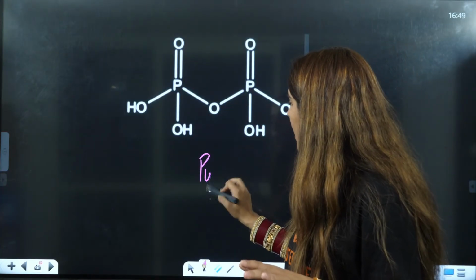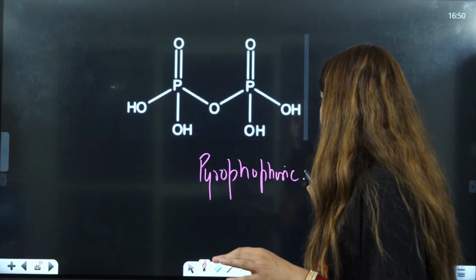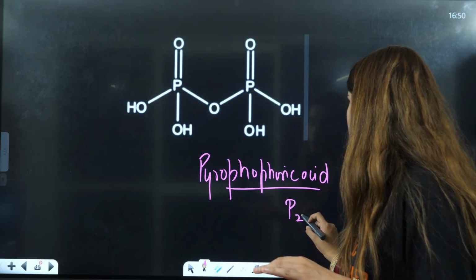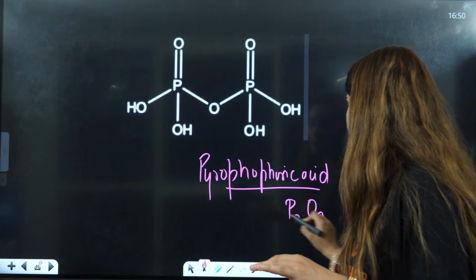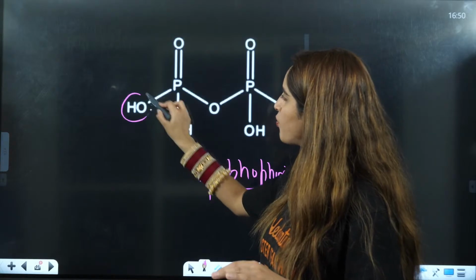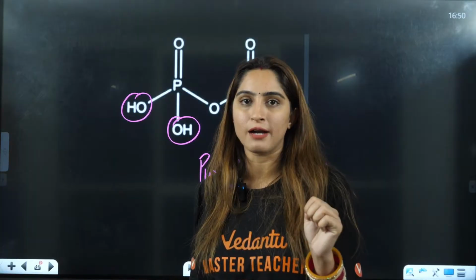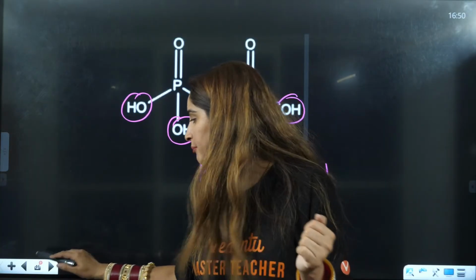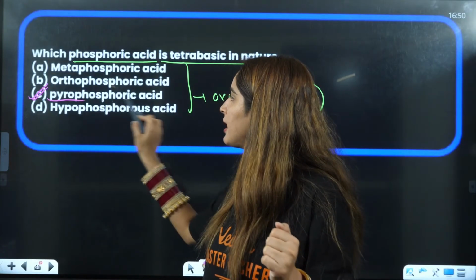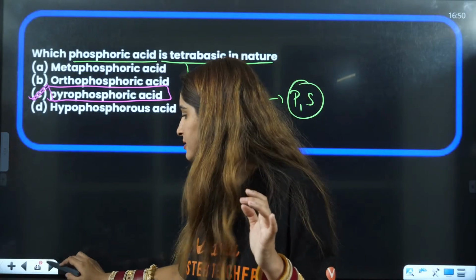We have pyrophosphoric acid, which is basically H4P2O7, right? So here it is 1, 2, 3, 4 OH, which means it has 4 H positive that can be donated. That is why it is tetrabasic in nature. Hence, the answer is C, pyrophosphoric acid, is the correct answer here.